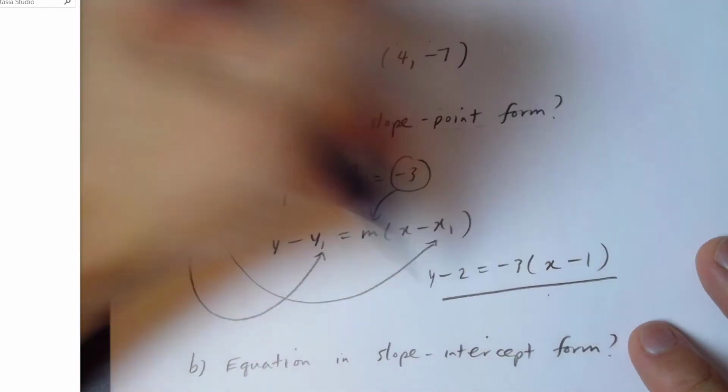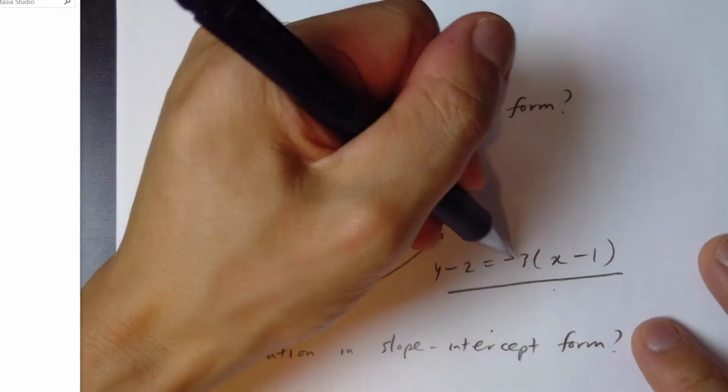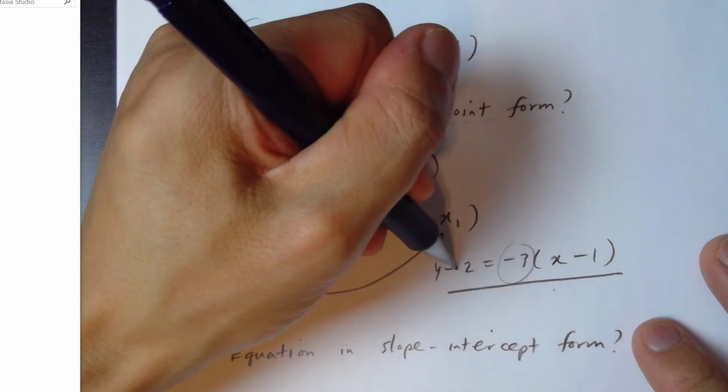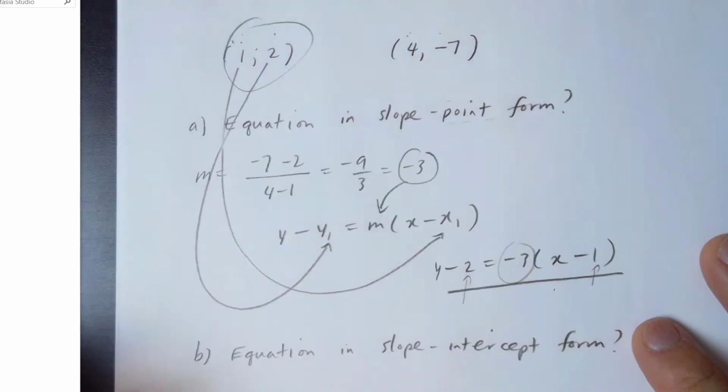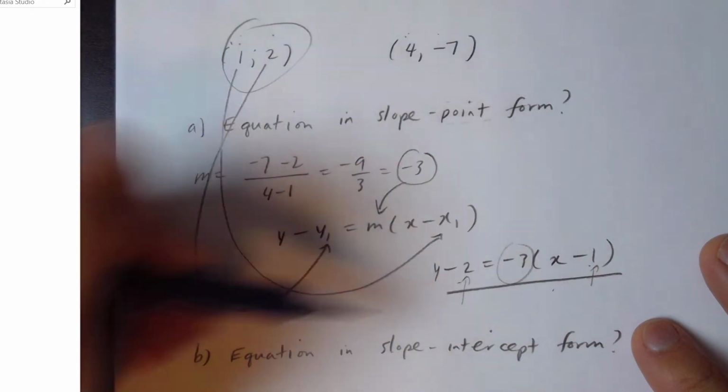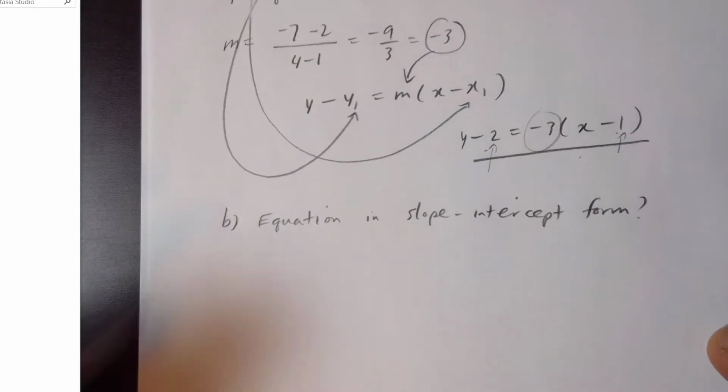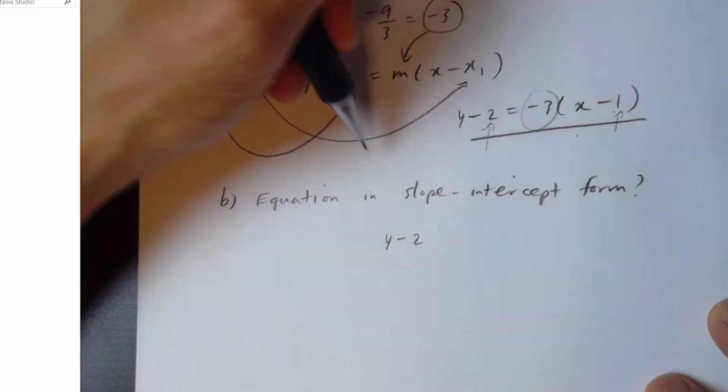So this is the equation in slope point form. We have the slope here, and we have the point here. This happens to be 2, 1. Sorry, this happens to be 1, 2. Now let's carry on to the slope-intercept form.